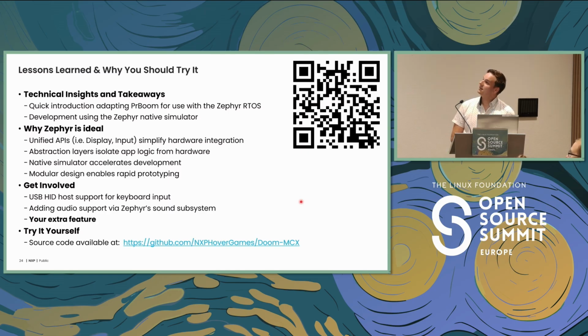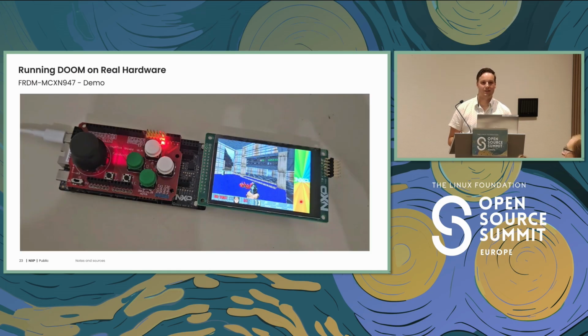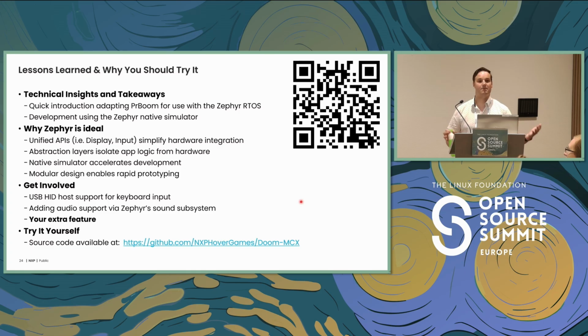Well, why is Zephyr ideal? Well, we get all these abstractions. I don't have to care about display transfers. This particular hardware is using a parallel interface, 8080, all that stuff. I just do display write, I get the frame, so it's very nice. Input is the same: you have GPIO input, but you also have your ADC or touchscreen. You can just make a nice abstraction. It should also work on different hardware.